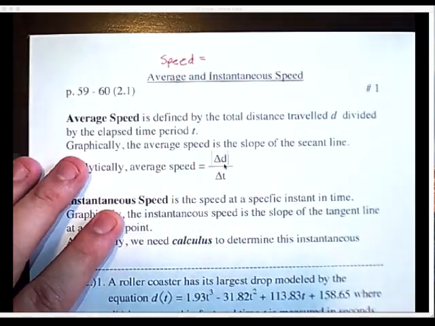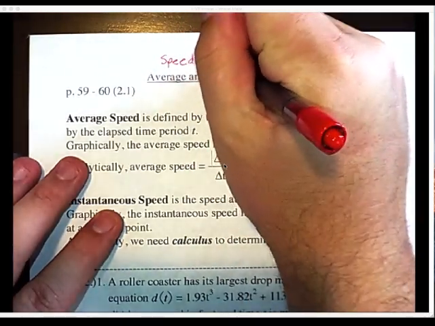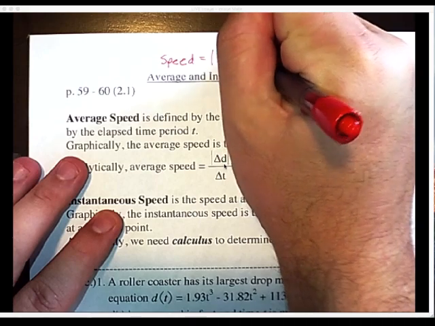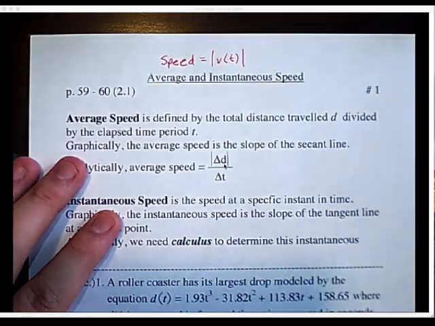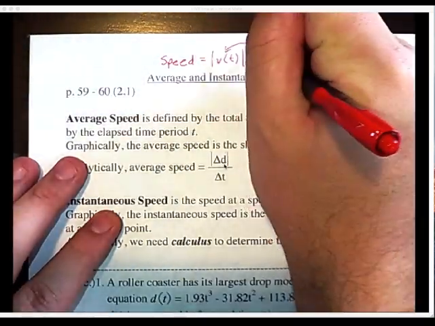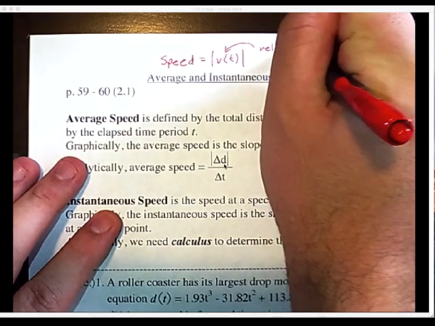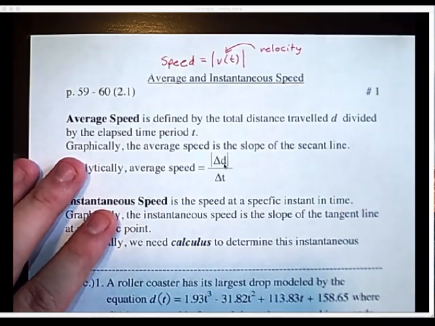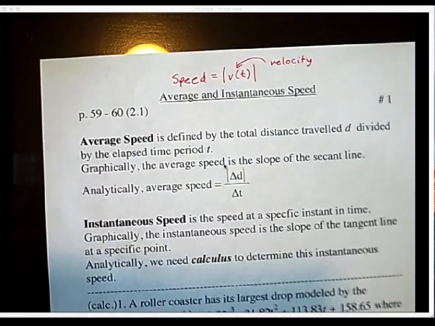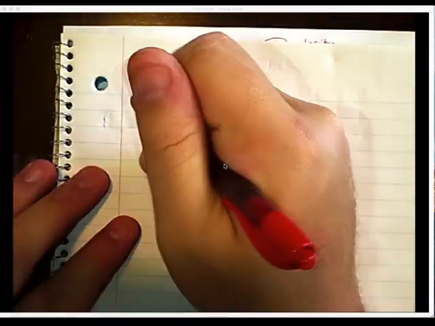Speed is always equal to the absolute value of velocity. Okay, this V here stands for velocity. So let's think about that real quick before we jump in. I'm just going to use a spare sheet of paper. Let's just review absolute value real quick.